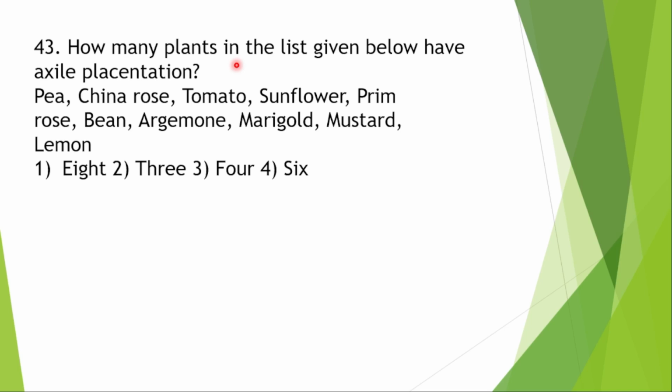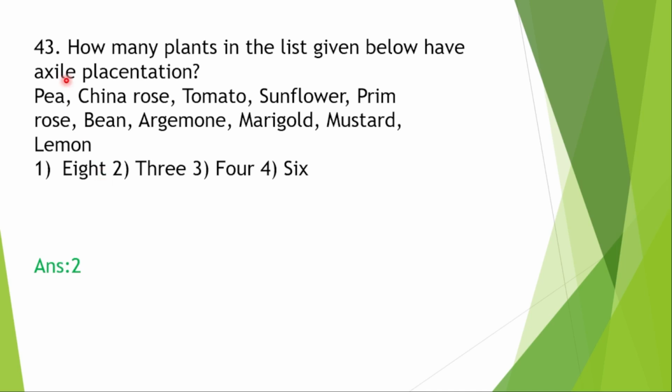axial placentation means that pea is marginal, he is asking axial. China rose is axial, 1, correct. Tomato is axial here, 2. Sunflower, primrose, bean, argemone, marigold, mustard and then lemon. Lemon is also axial, so 3 is correct. 3 are there. So the right option is 2.